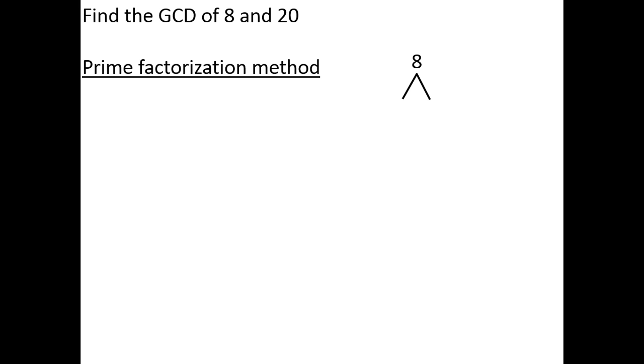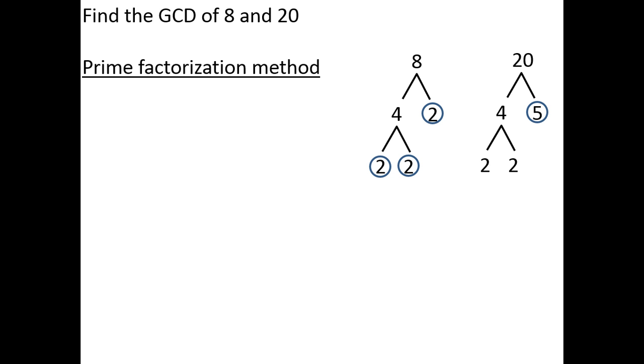Here's a second method we could use to find the greatest common divisor of two numbers. It's called the prime factorization method. For this method, we need the prime factorization of both numbers, which we've already seen we can find if we make a factor tree. So if we take 8 and factor it into prime factors, we can see that 8 is equal to 2 times 2 times 2. And if we do the same thing for 20, we'll see that 20 is 2 times 2 times 5. So we'll write each of these numbers as a product of prime numbers.